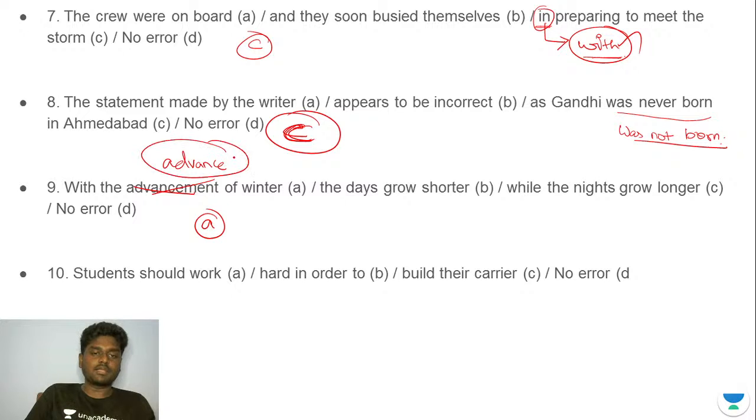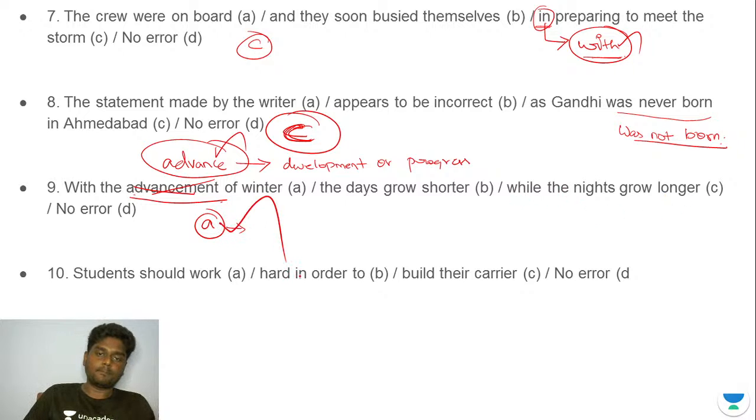Advance, see, you need to break down this term. Advance generally means development or progress. But advancement generally means improvement or promotion. So it should not be advancement here. The proper term should be with the advance of winter. The days grow shorter and the nights grow longer. So the error is with option A. Okay, clear?